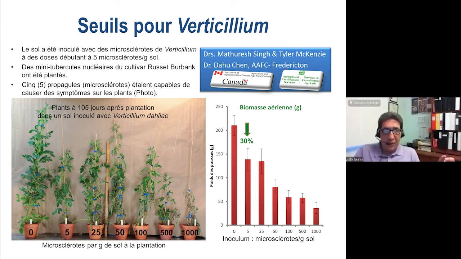And sure enough, as you see, 105 days after planting, the 5 microsclerotia reduced above ground biomass by about 30%. And at 1,000, you can see the plant is barely living there. So that was a good indication of what to look for.